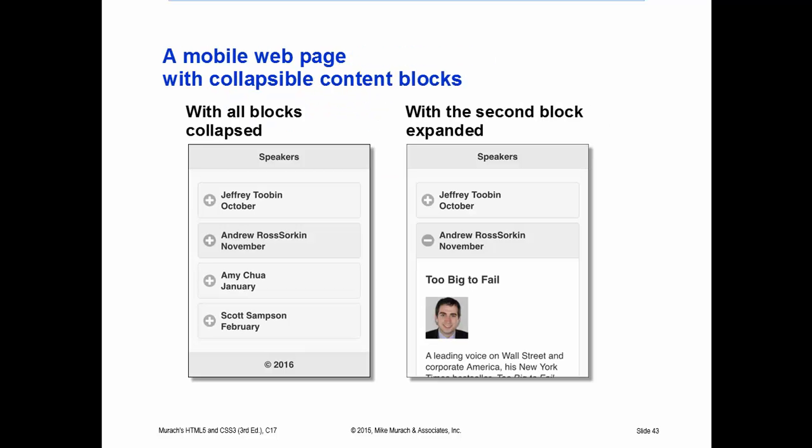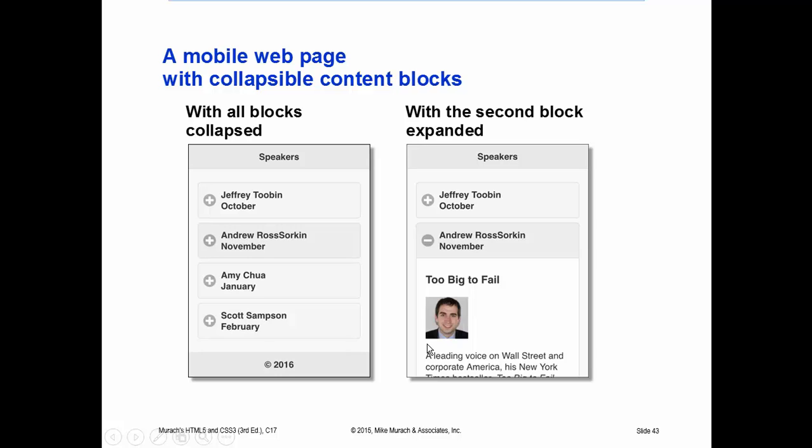Again, some code examples. Here's a mobile web page, as it says, with collapsible content blocks. If you click the plus sign by Jeffrey Toobin, it'll give Jeffrey Toobin information, etc. Not sure exactly what they were trying to show here, because for speakers, notice how they map up. I'm going to guess that's not Amy Chua right there. It could be Scott Simpson. I don't know. All right.